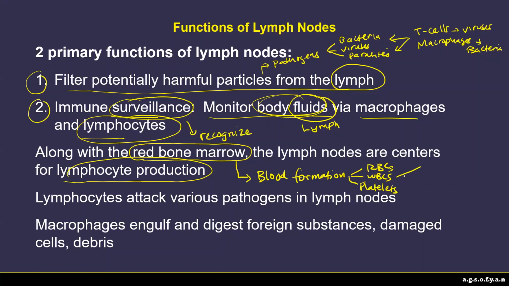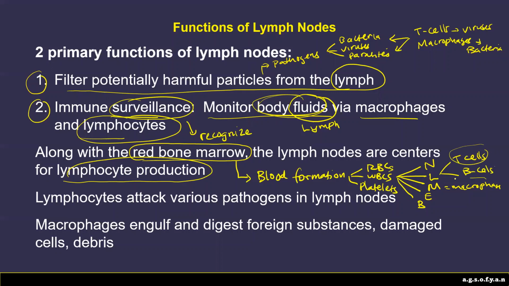Okay? If you remember again, there are 5 types of white blood cell: neutrophil, lymphocyte, monocyte, which become macrophages, eosinophil, and basophil. Okay, there's lymphocyte. There are 2 types: T cell and B cell.